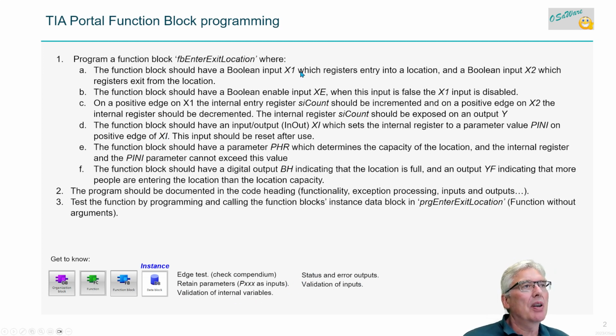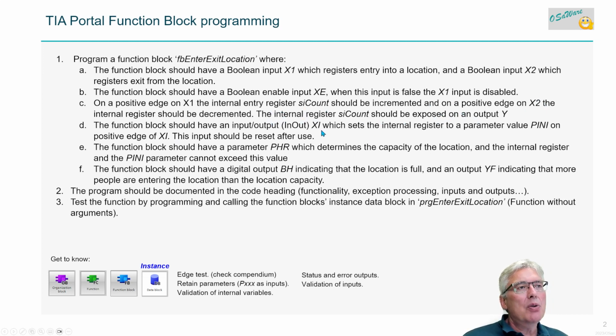So the function block should have inputs x1, that's entry, and x2, exit, and these have to be edge tested. Enable input: if false, then the input x1 is disabled, and you should probably disable your entry mechanism of some sort too, so people can't get in. Internal register: on a positive edge, count up because there's someone new in. The count internal is a static integer. And on a positive edge of x2, count down, one entry, someone has left.